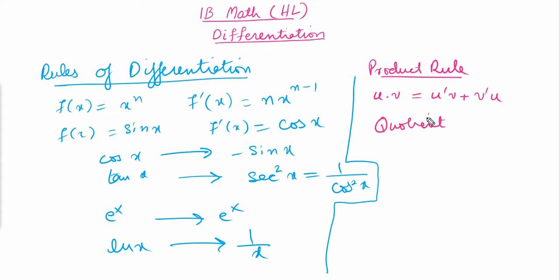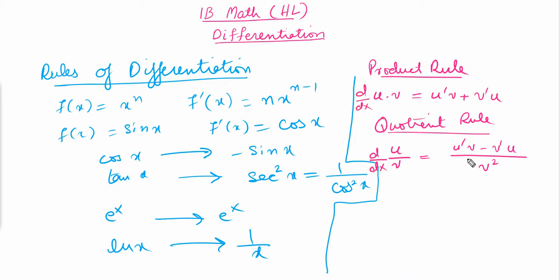The second one is the quotient rule. We will use the quotient rule when the functions are being divided. If two functions are being divided and we want to find their derivative, the derivative will be equal to v squared in the denominator, and u prime v minus v prime u in the numerator. So that would be the derivative of these two functions.